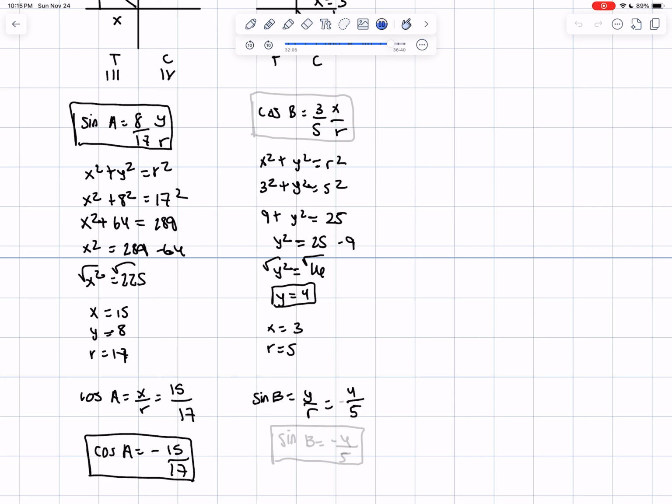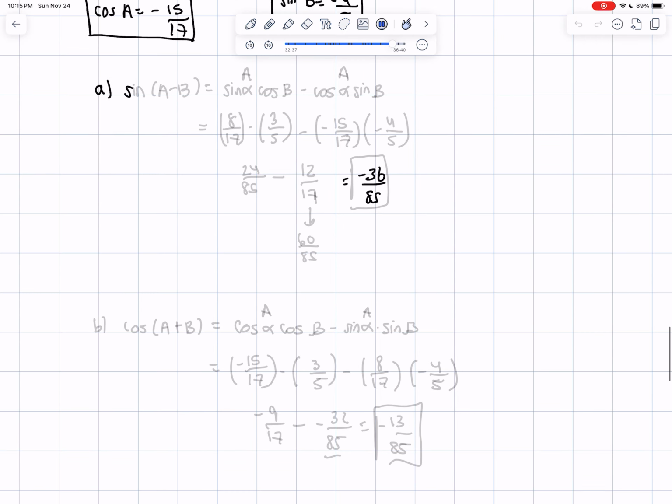Then again, I look at my quadrant. So again, cosine is positive in quadrant 4, so that one's good. And then we find sine B. So sine B in quadrant 4 is going to be negative, so that means sine B is negative 4 over 5. Now I have all my pieces, then I can solve for sine A minus B and cosine A plus B. So let's do the first one.